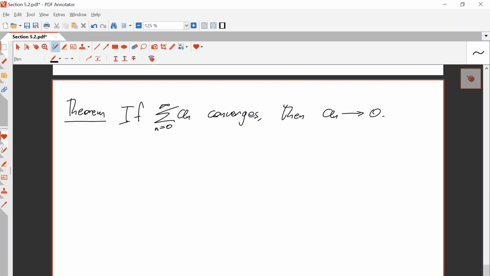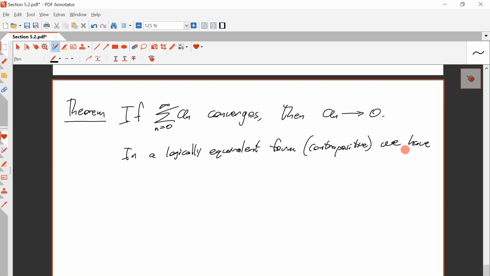If a series converges, then the terms must go to zero. This is more interesting when you state it in the contrapositive. So in a logically equivalent form called the contrapositive, we have: if the terms don't converge to zero, then the series does not converge. It diverges.